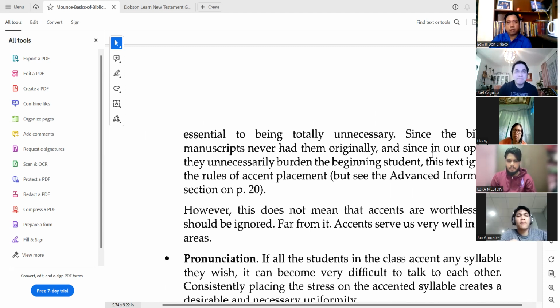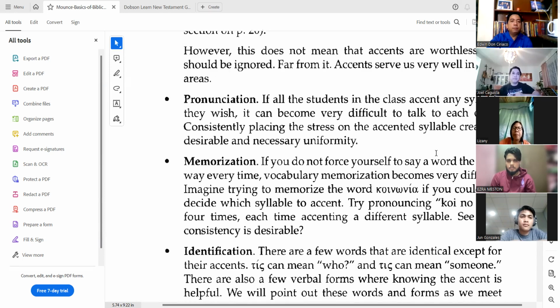So because William Mounce was concerned with the question, why are they putting the accents in this place? Perhaps he's already giving a suggestion for the readers how the accents are being placed.